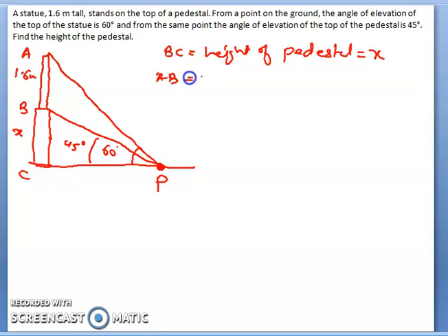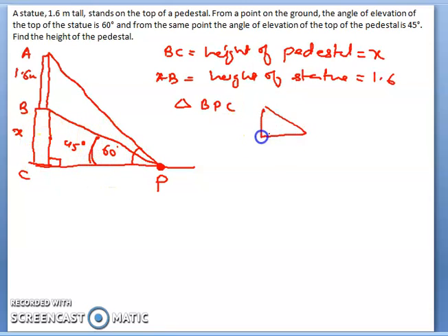AB is the height of the statue, which is 1.6. Now consider triangle BPC. So this is 90 degree. From this triangle, this is 45 degree. I'm just redrawing this one. This is 45, this is x, and this CP is not given, so I'm just taking it as y.